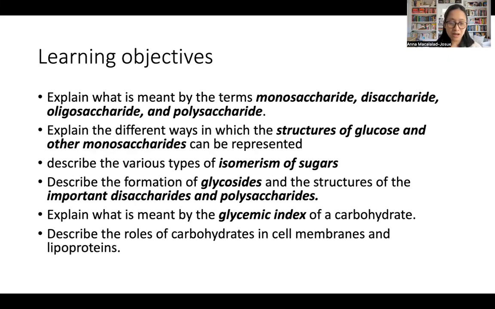And then from the clinical perspective, you should be able to explain what is meant by the glycemic index of a carbohydrate. As an endocrinologist, I deal with a lot of patients with obesity and diabetes, so I talk about this with my patients. You should be able to also talk about this with your patients when you become full-fledged doctors. And lastly, we're going to briefly describe the roles of carbohydrates in cell membranes and lipoproteins.